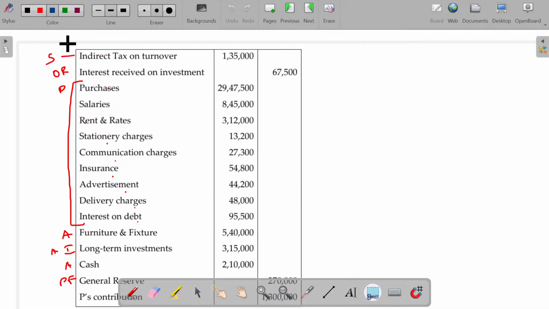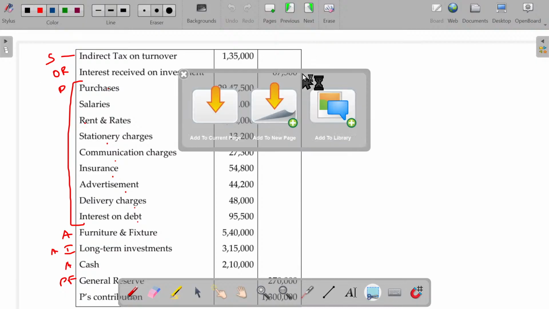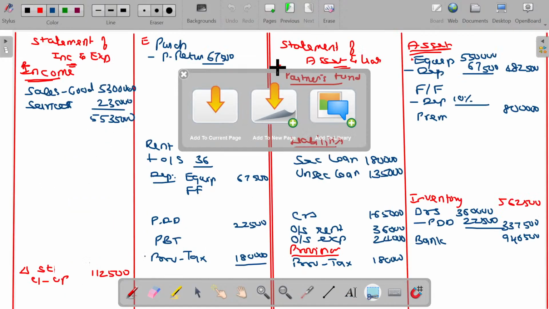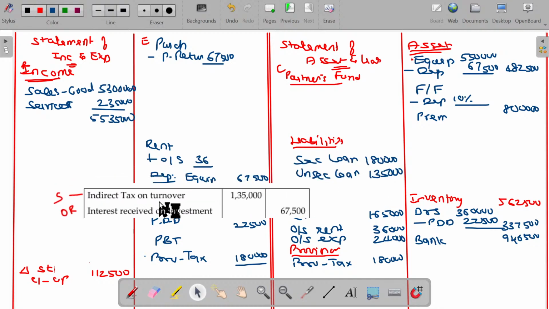And what about this one? Excise duty, indirect tax on turnover should be subtracted. Indirect taxation, I name this being IDT. How much is that? 1,35,000. So net revenue being 54 lakhs.